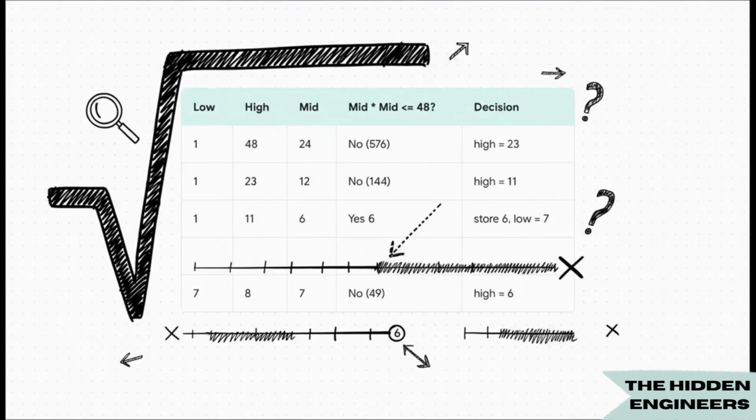Okay, let's actually trace this out for the square root of 48. Our search space for the answer starts at 1 and goes all the way to 48. Our first guess, the middle, is 24. Well, 24 squared is 576, way too big.